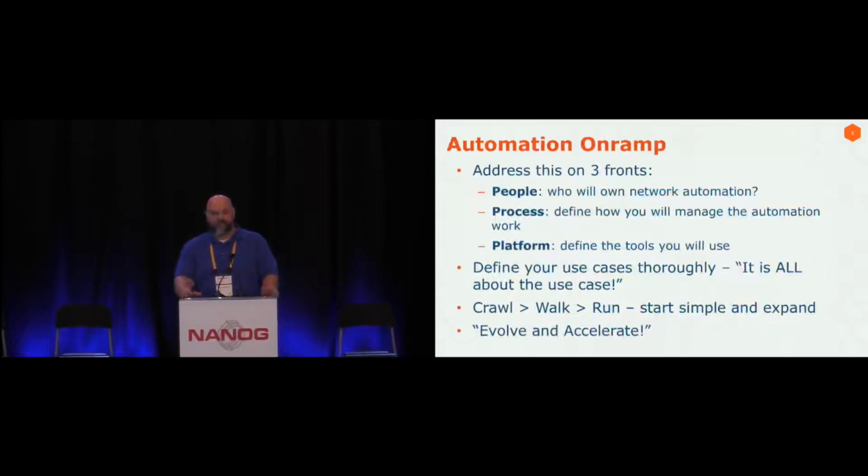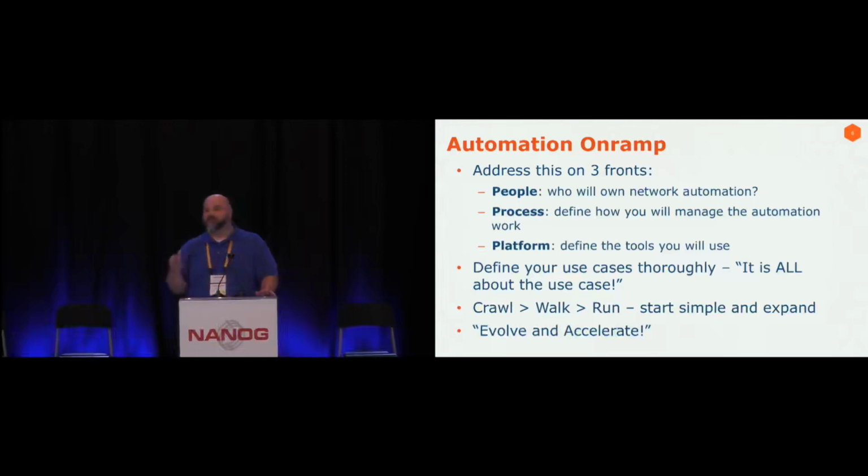So how do we do this? We like to refer to the automation on-ramp. It's a way of getting up on the automation highway in a gradual manner without spending a lot of money. You have to address it in a couple of key ways. You have to think about people, you have to think about process, and you have to think about the platform and the tools that you have.